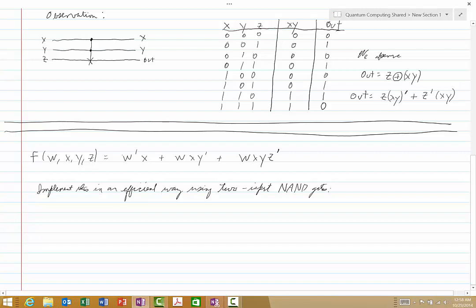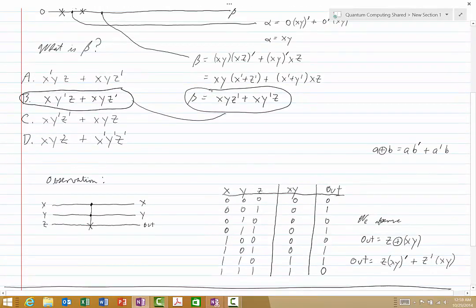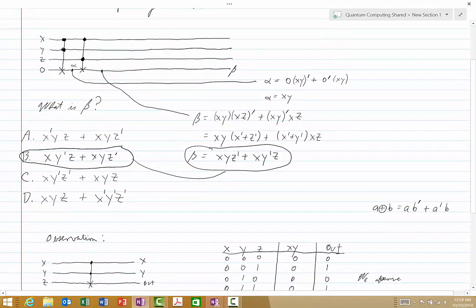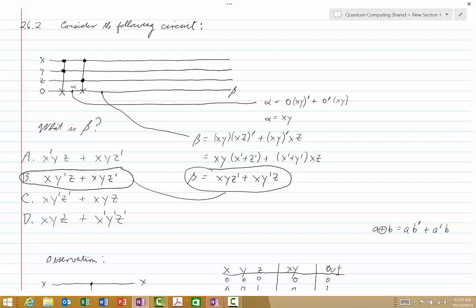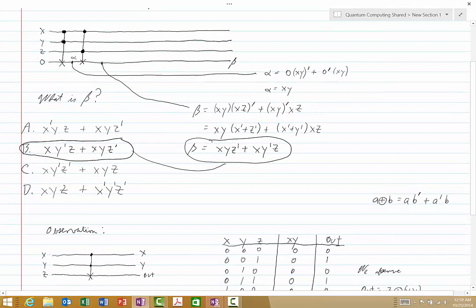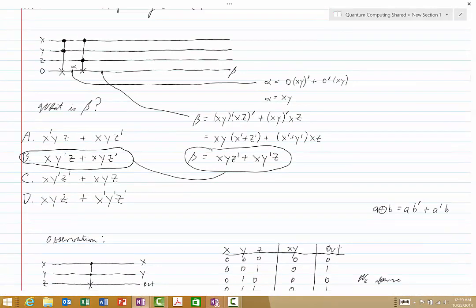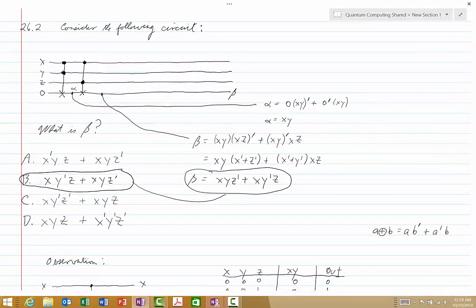Now, one observation before we go any further. We found out right up here with this example that, for instance, if we have 0 coming in here and we have the x and y lines up here as our control lines, then our output for alpha will simply be xy. So with the Toffoli gate, we can easily implement AND.